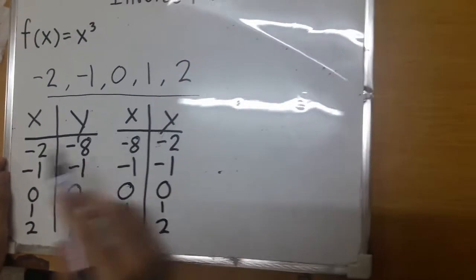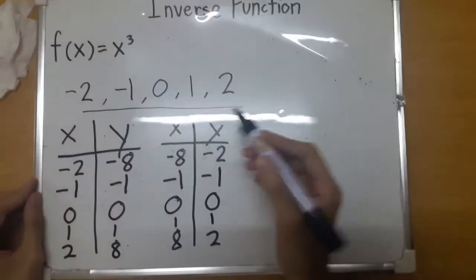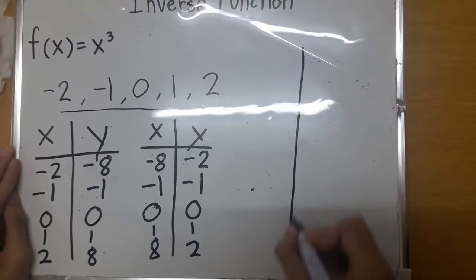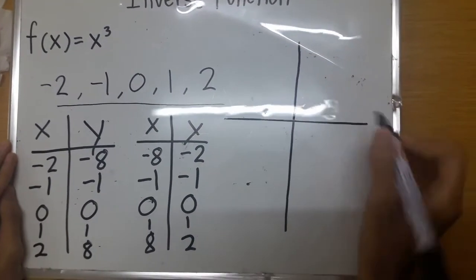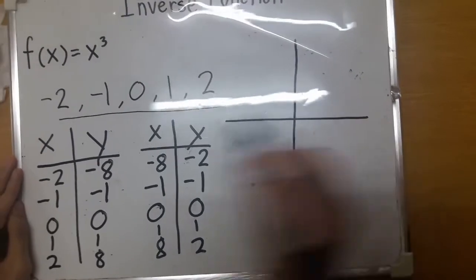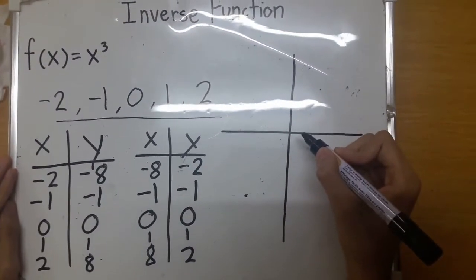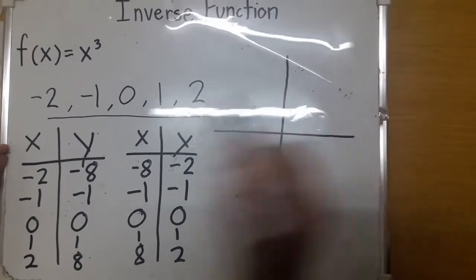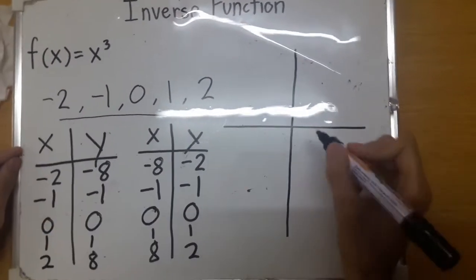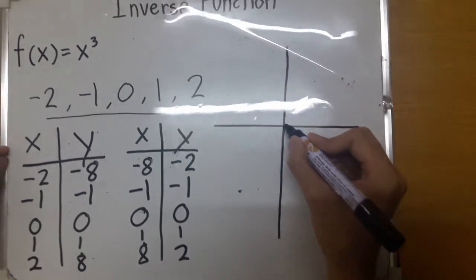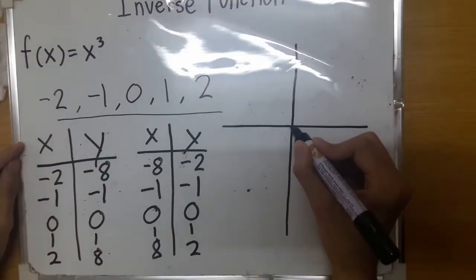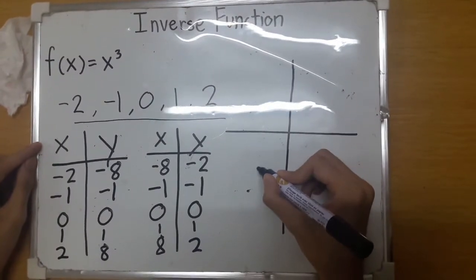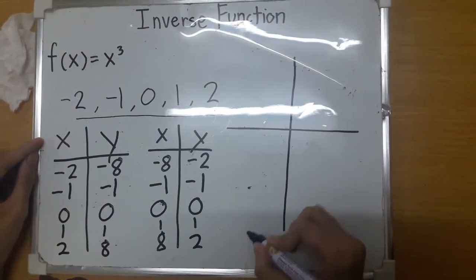Well, it looks easy, right? It's very easy. It's simple. Then we're going to make a Cartesian plane. Then we're going to plot these points. First, we're going to plot the points of the original function. We got -2 of x, 1 and 2, then -8, 1, 2, 3, 4, 5, 6, 7, 8.